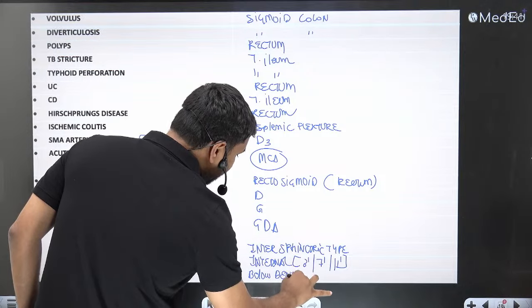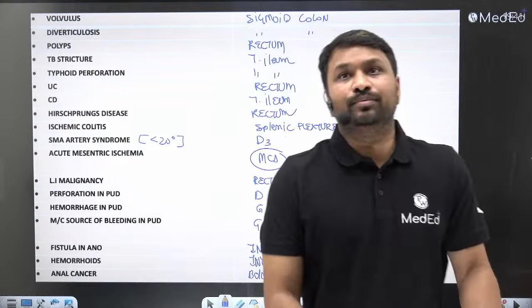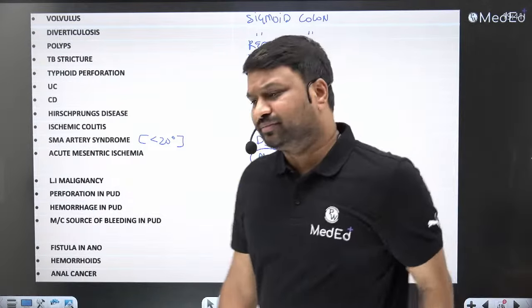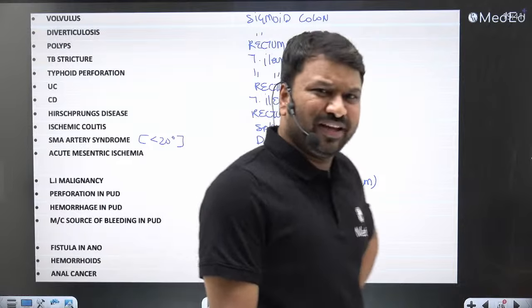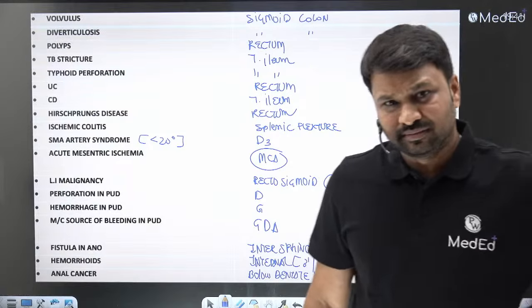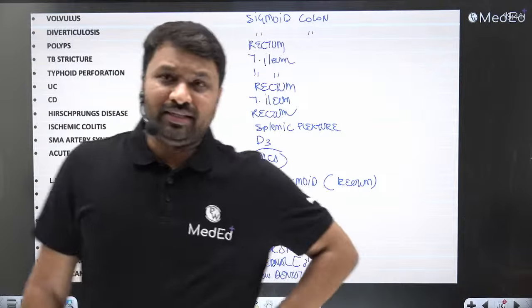It is seen below the dentate line. So this is your list number 1. Kuch aur add karna hai? Anything else that you want to add on list number 1? Anything specific? Are we missing out anything? Can we add? Nothing that I can think about.